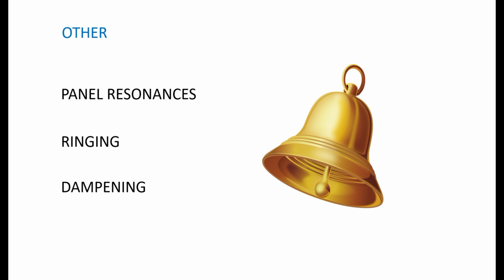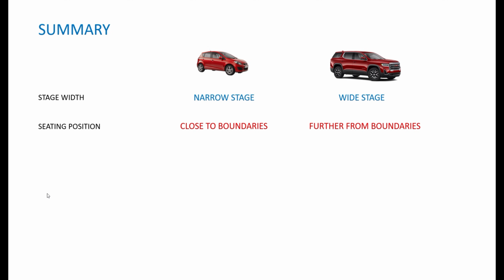Okay, so let's go through and kind of summarize all these things up. First of all, we talked about stage width. So you tend to find with bigger cars, you'll have a wider stage width than with smaller cars. Seating position, if you're close to reflective boundaries, you get boundary gain, but the flip side is you get more peaks and nulls and cancellations and things from reflections, compared to big cars where you tend to be further away from the boundaries and are less prone to those types of effects.